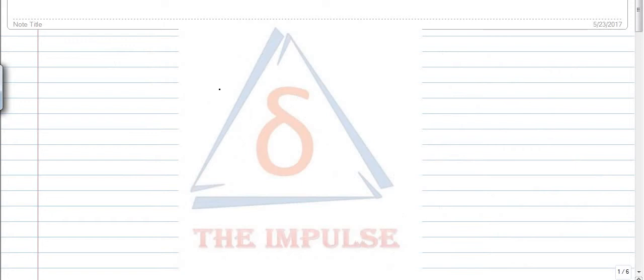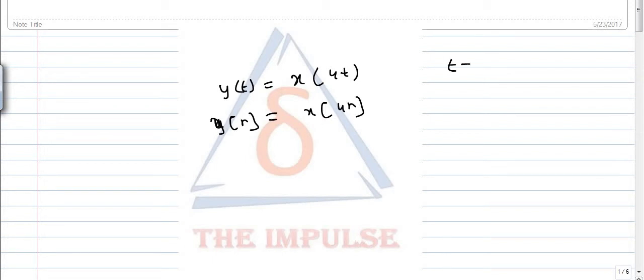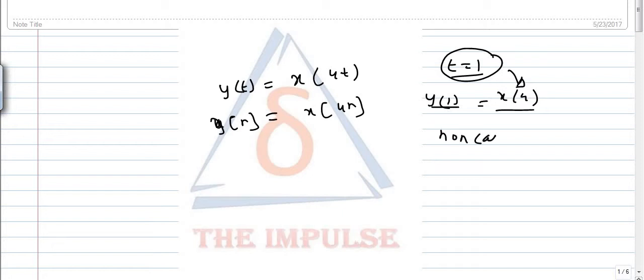Now moving to the next question, which is y(t) equals x of 4t in continuous time domain, or in discrete time domain it can be written as x of 4n. For any present time t equals t1, we can say y of 1 is equal to x of 4. With respect to this present time, this x of 4 is the future value of input. So my output depends upon the future value of input, so the system is basically non-causal.